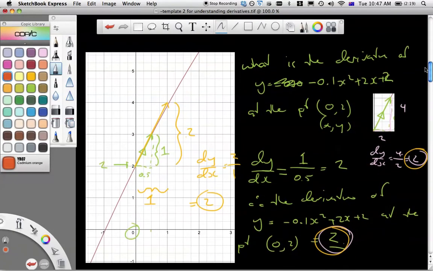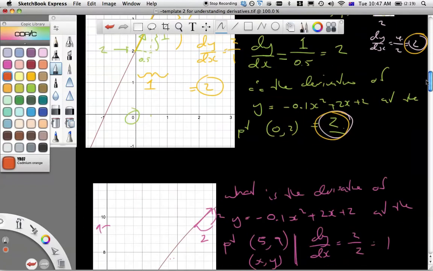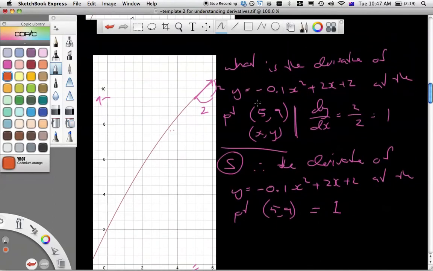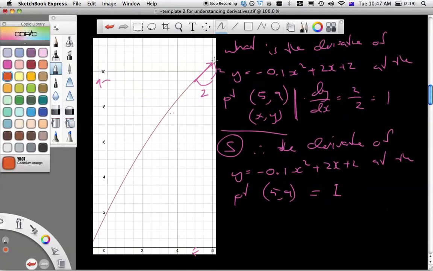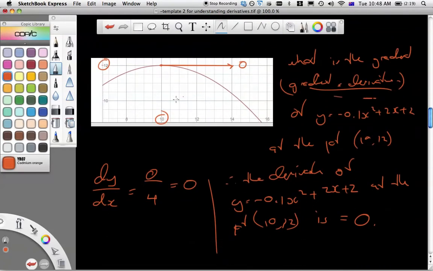We found the derivative at point 0, 2 was 2 over 1. By launching a spaceship at point 5, 9, we found the derivative was 2 over 2, which was equal to 1. And at 10, 12, from the very top of the graph, we found that the derivative was 0 divided by 4, which was equal to 0.